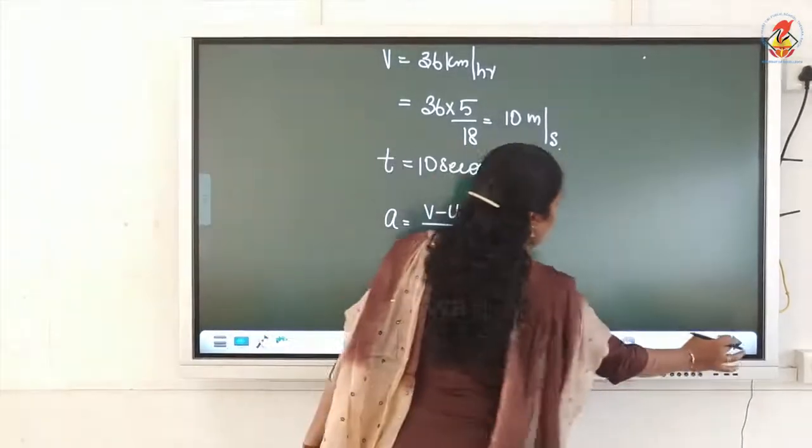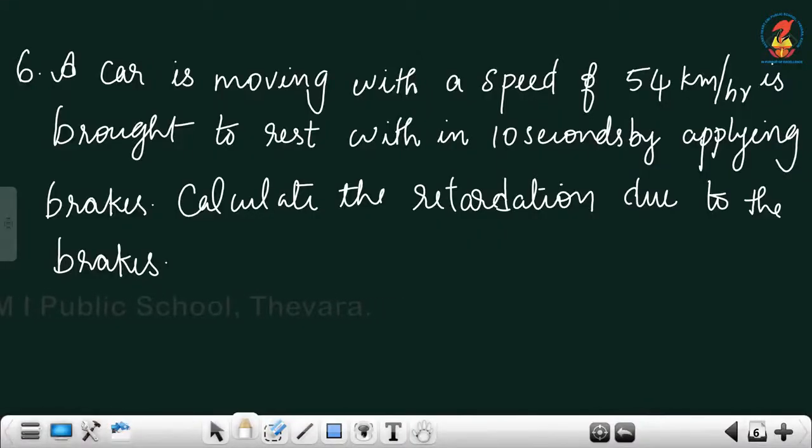Now one more question is there. That is, a car moving with a speed of 54 km per hour is brought to rest within 10 seconds by applying brakes. Calculate the retardation due to the brakes. A car is moving with a speed of 54 km per hour, brought to rest in 10 seconds. Calculate the retardation.